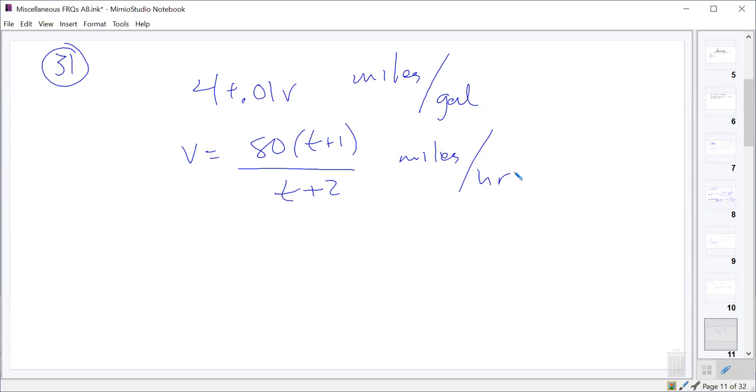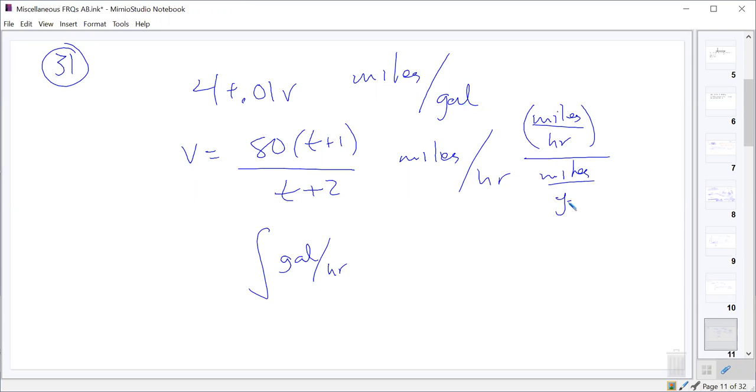So if we want to know the number of gallons used, we need to integrate gallons per hour. But we do not have gallons per hour. We have miles per gallon, and we have miles per hour. How can we turn miles per gallon and miles per hour into gallons per hour? Miles per hour divided by miles per gallon. Wouldn't that do it? Because if you divide two fractions, you multiply by the reciprocal. So that would give you miles times gallons over miles times hours. The miles would cancel and you'd have gallons over hours.